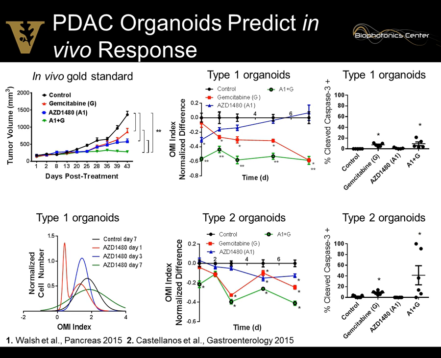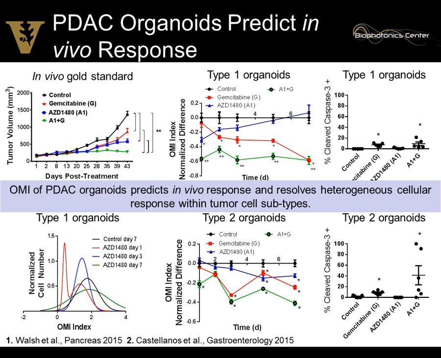So again, on day 3, we compared what we got to what standard measure is, which is cleaved caspase 3, a measure of apoptosis. And we see, again, gemcitabine and the combination treatment had increased apoptosis compared to control. So from this, it looks like we can somewhat predict what will happen in the animal based on single-cell analysis of these 3D cultures. So that's encouraging.